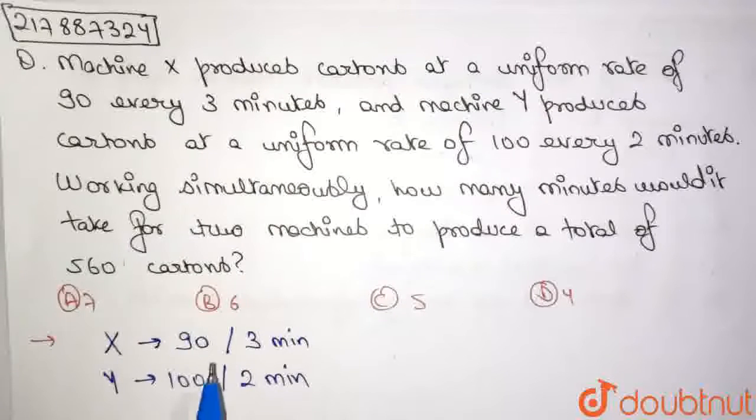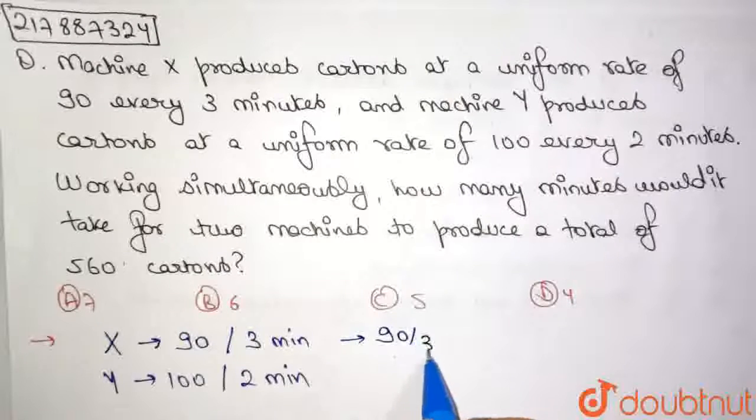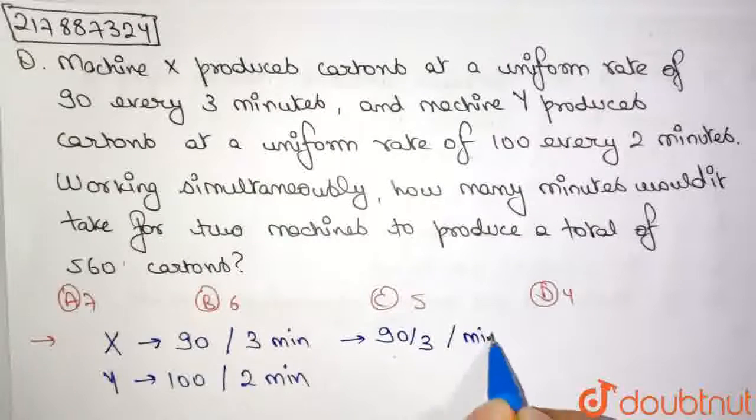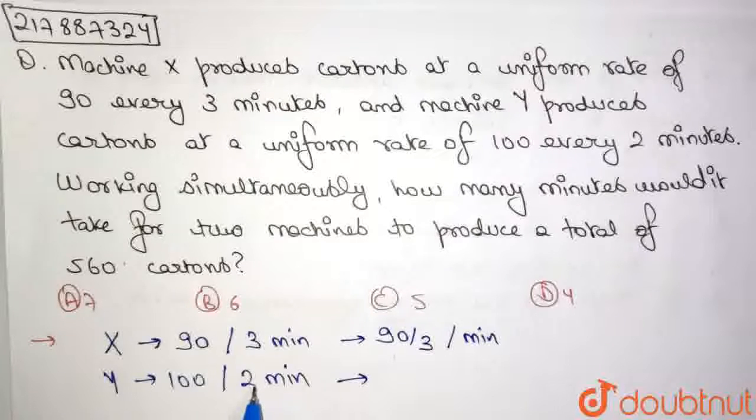Now, if the production is 90 for every 3 minutes, then can I say for 1 minute the production is going to be 90 by 3, because in 3 minutes, if it is producing 90, in 1 minute it's going to be producing 90 by 3. So I can write this rate as 90 by 3 per minute. And similarly, if it is 100 for 2 minutes, so for 1 minute it's going to be 100 by 2. So it's going to be 100 by 2 every minute.